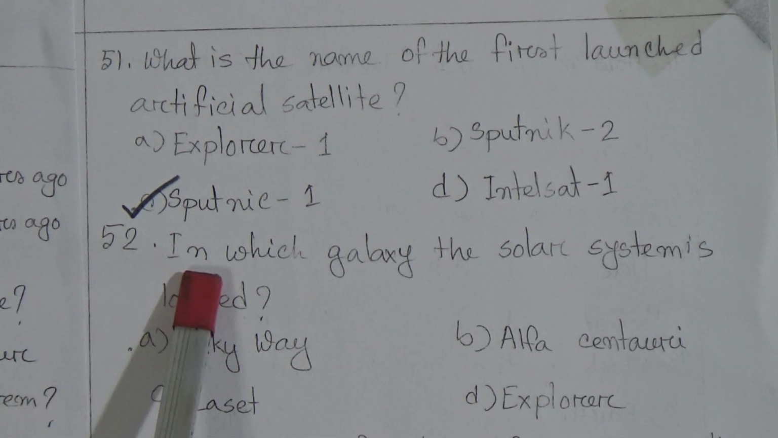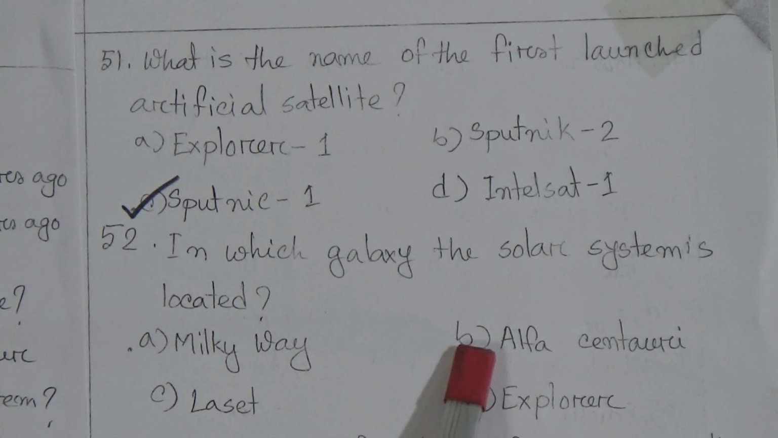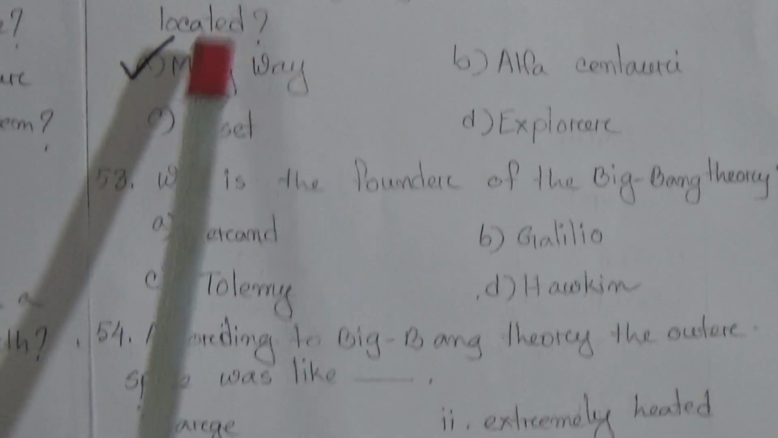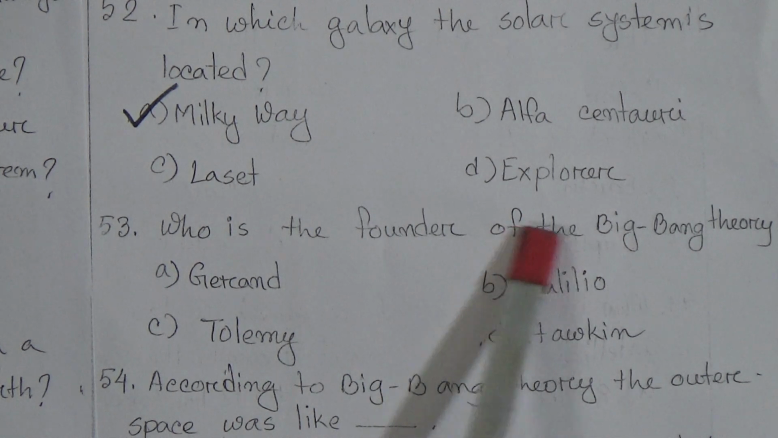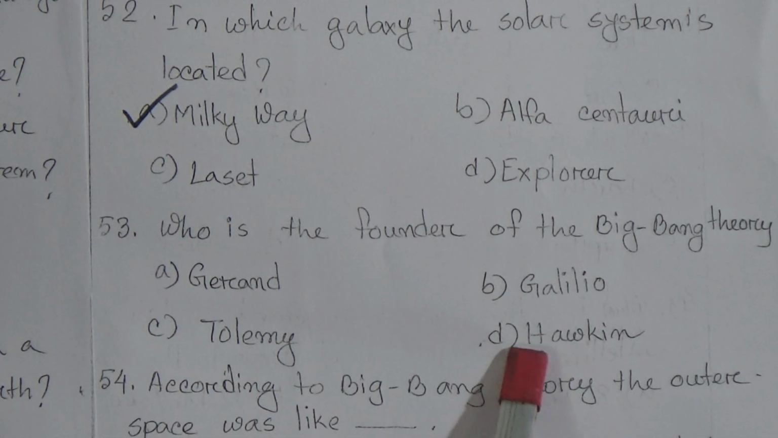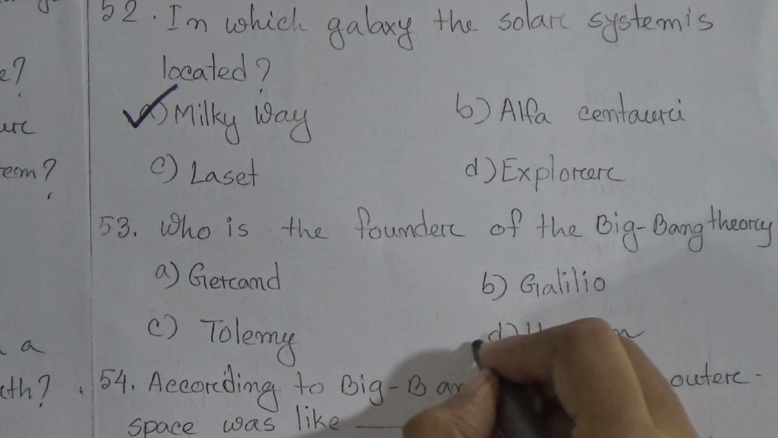The next question is question number 52. In which galaxy is the solar system located? Options are A, Milky Way, B, Alpha Centauri, C, Lacerta, and D, Explorer. Dear students, we know that the solar system is located in the Milky Way galaxy. So the answer will be A, and we put a tick mark on A. Now come to question number 53. Who is the founder of the Big Bang theory? Options are Gerard, Galileo, Ptolemy, and Hawking. Dear students, we know Hawking is the founder of the Big Bang theory. So we will put a tick mark on D.